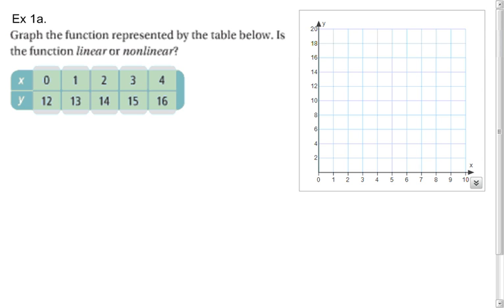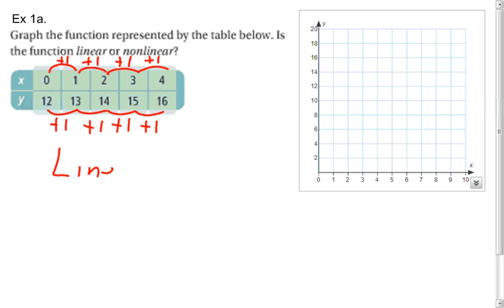Example 1, graph the function represented by the table below. Is it linear or nonlinear? Before we graph it, I just want to take a look at the table to figure out if it's going to be linear or nonlinear. 0 to 1, 1 to 2, 2 to 3, and 3 to 4. All those x values change by the same amount. They change by 1 each time. The y values also change by 1 each time. So if the x value does the same thing and the y values do the same thing, that's telling me that it's going to be linear.